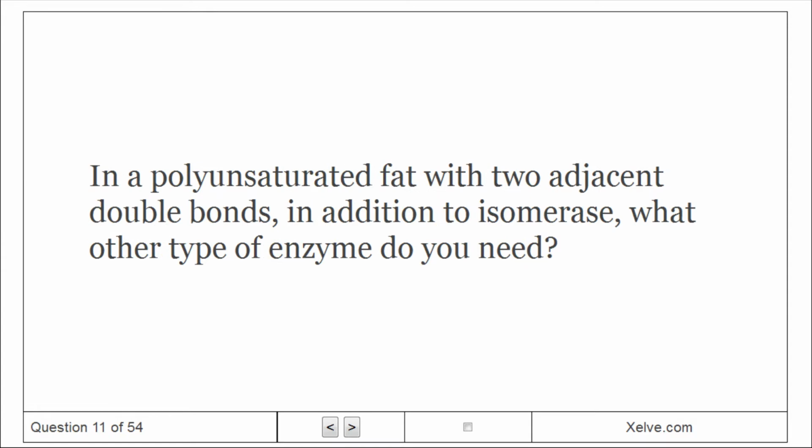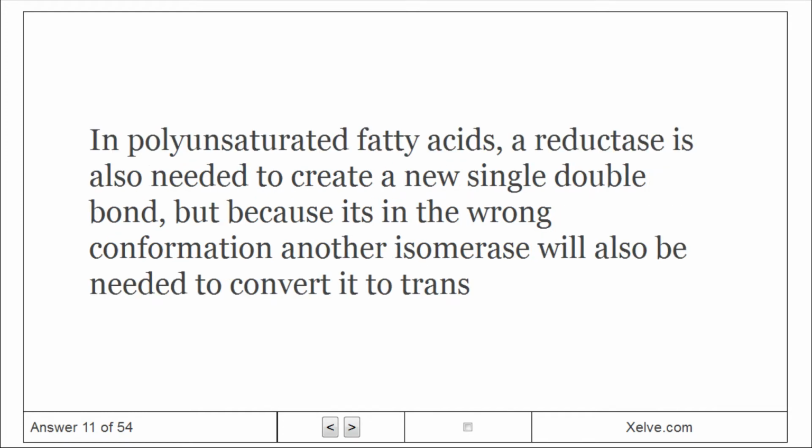In a polyunsaturated fat with two adjacent double bonds, in addition to isomerase, what other type of enzyme do you need? In polyunsaturated fatty acids, a reductase is also needed to create a new single double bond, but because it's in the wrong conformation, another isomerase will also be needed to convert it to trans.